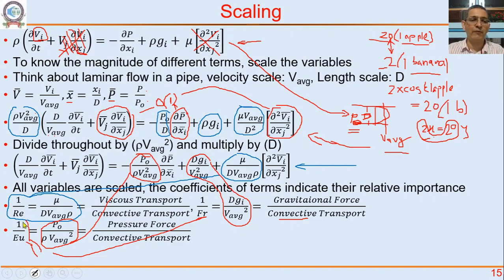So in laminar flow, our Reynolds number is small, creeping flow around a sphere. This is not important. Convection is not important. Only viscous forces are important. So whenever there is a laminar flow, we can safely neglect this term.